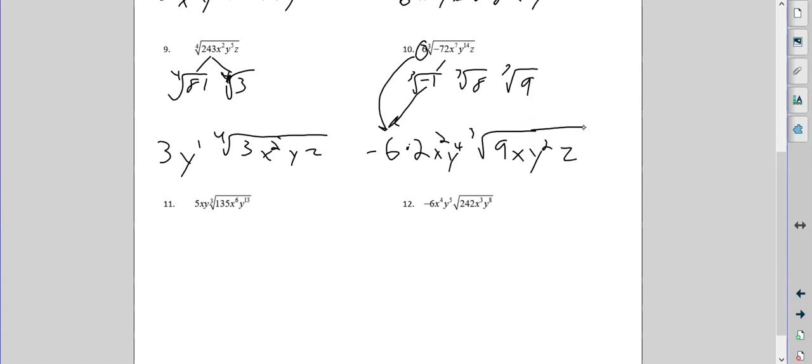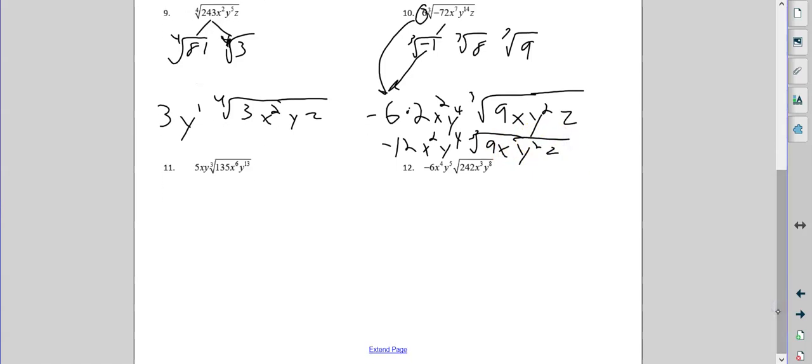Now we're just going to clean this up a little bit. Negative times 6 times 2 is -12. X squared, y to the 4th, times, don't forget this little 3 here, the cube root of 9x y squared z. And that is our answer.